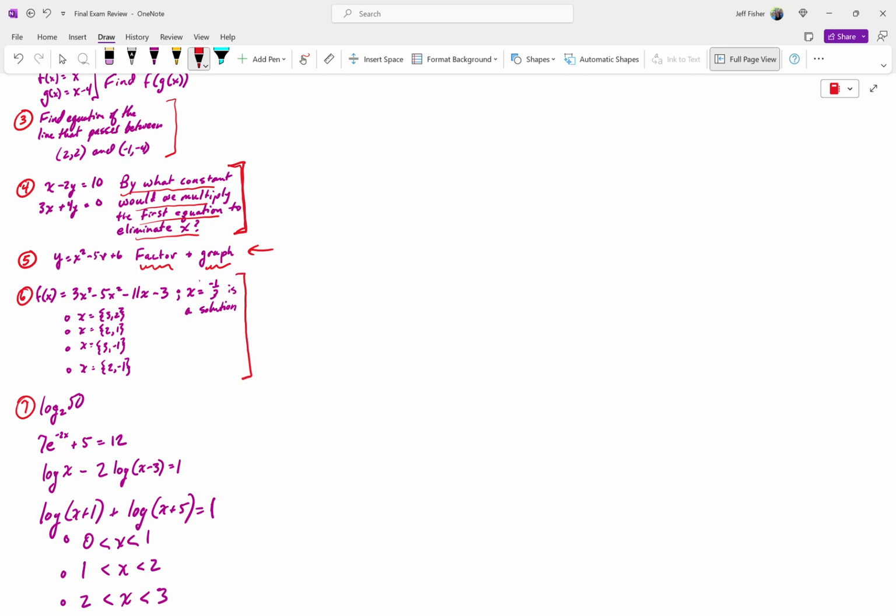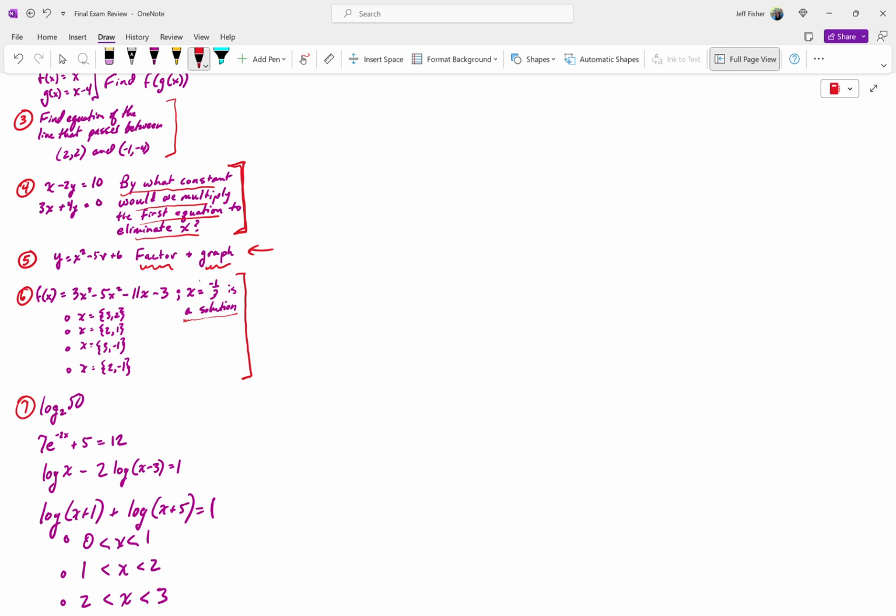And so let's look at this problem that something like this might show up on your final. 3x cubed minus 5x squared minus 11x minus 3, where we have that as our higher order polynomial, and it says that x equals negative 1/3 is a solution. What are the other solutions?